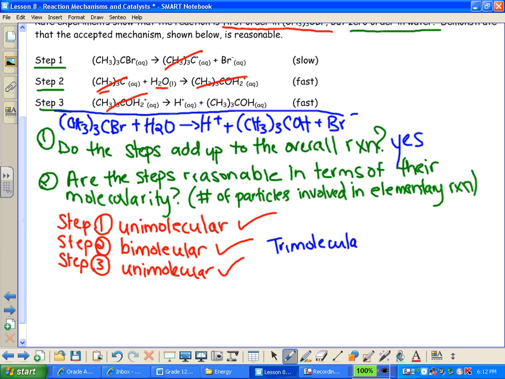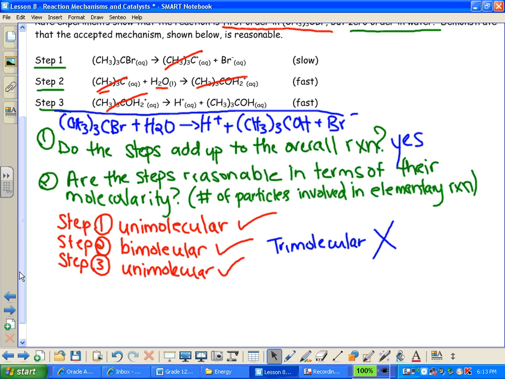And this is just a side note here. Anything that's trimolecular, where you have 3 reactants reacting together, would not occur. That reaction is highly unlikely. In our example, we do not have any trimolecular steps, so we are good to go.